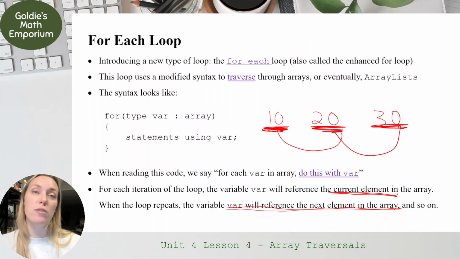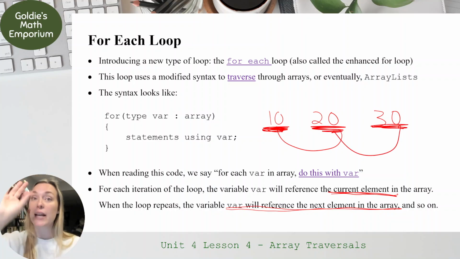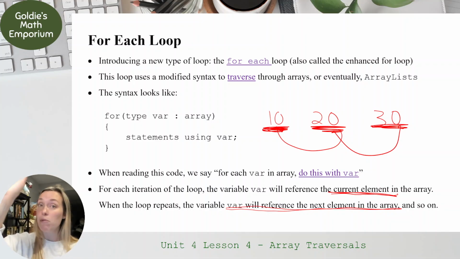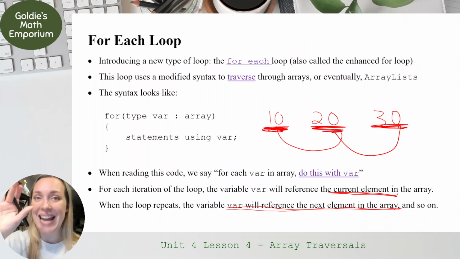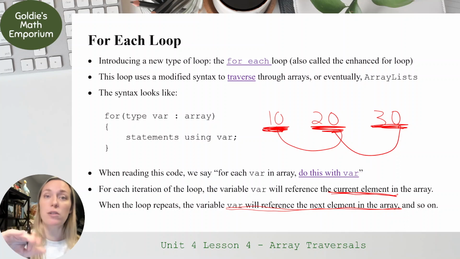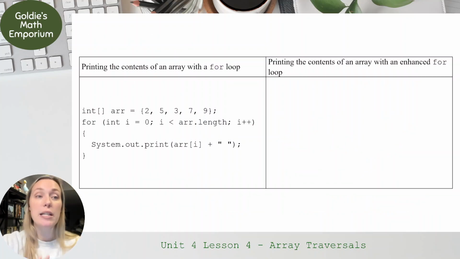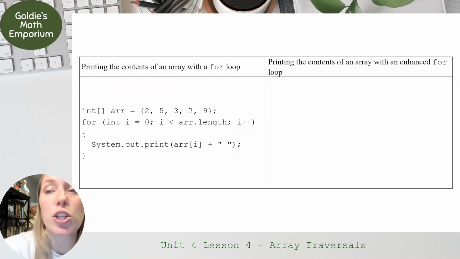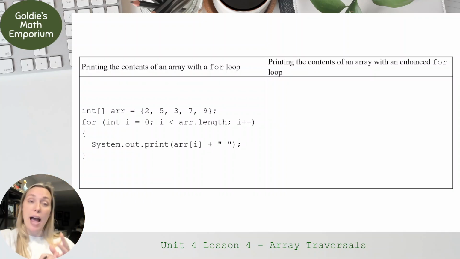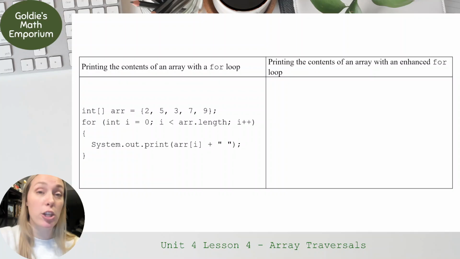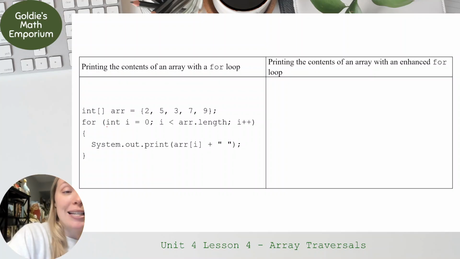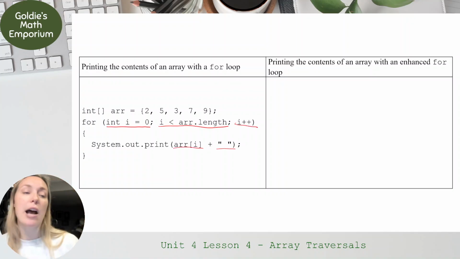So var represents the element, not the index. Like in a typical for loop, i would represent the index. For an enhanced for loop, we usually don't call the variable i, to not be confusing, but the variable name will reference the element. Here's an example. Let's say I want to print the contents. Here on the left in the table is how I would do it using a regular for loop. I start at index i equals 0 up to not including the length, increase by 1 each time, and print it off plus a space. This is how I would do it.